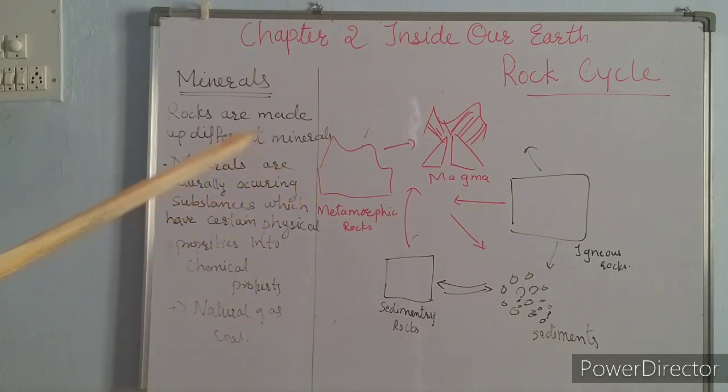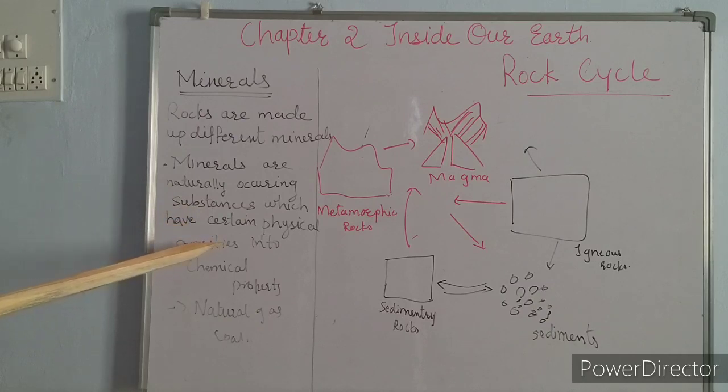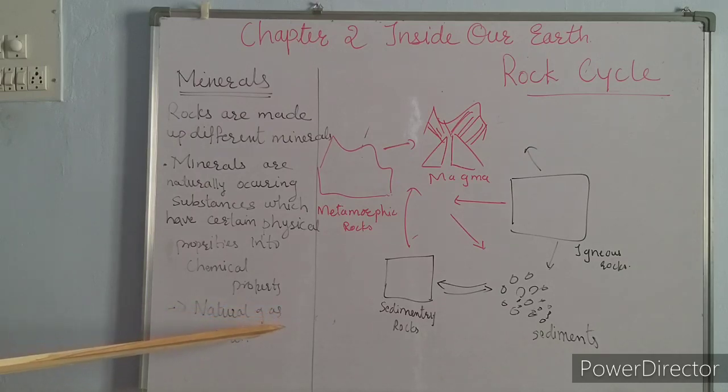And then we'll talk about minerals. Rocks are made up of different minerals. Minerals play a very important role in our day-to-day life. Minerals are naturally occurring substances which have certain chemical properties as well as physical properties. Natural gas, for example, you must know is produced from fossils and animals. And coal is one of them. Again, coal can become a metamorphic rock. This type of thing you can find in this.